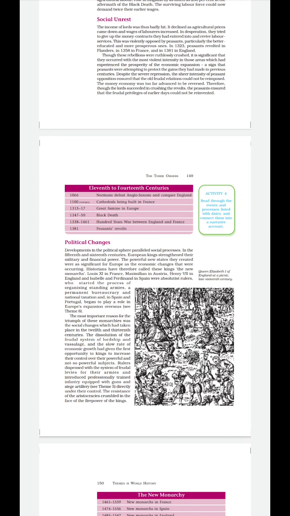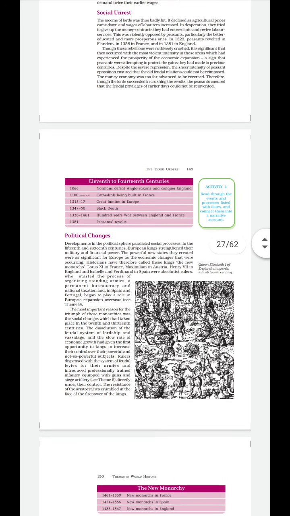Clear? Like in 1323, peasants revolted in Flanders, and in France also in 1358, the peasants revolted against the landlord, and in 1381, the peasants revolted in England against their landlord for imposing the taxes upon them. Clear? But despite the revolt, the second estate tried to ensure the old feudal relation, but they could not reimpose it. Clear? So all this social unrest led to political change.